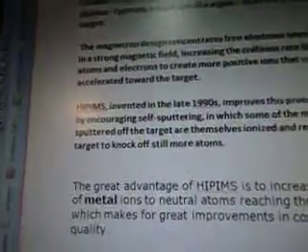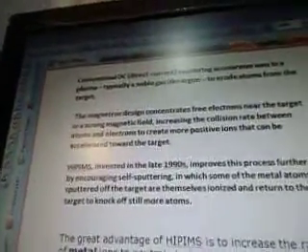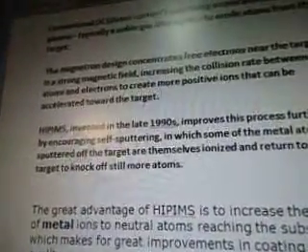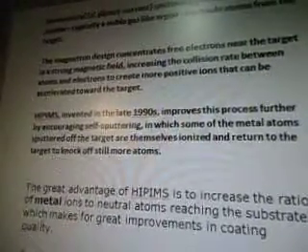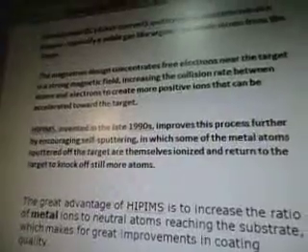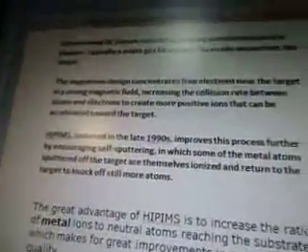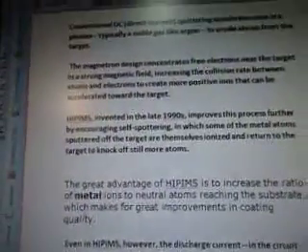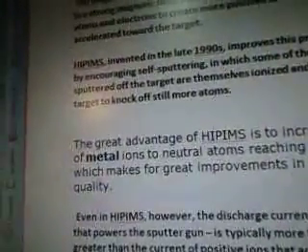So HIPIMS, invented in the late 1990s, improves this process further by encouraging self-sputtering, in which some of the metal atoms sputtered off the target are themselves ionized and returned to the target to knock off still some more atoms. So what I'm thinking is, once they create a collision, they recollide again, which means they could resplit whatever particle, which would generate more energy.